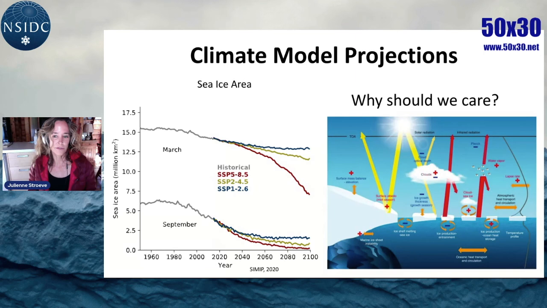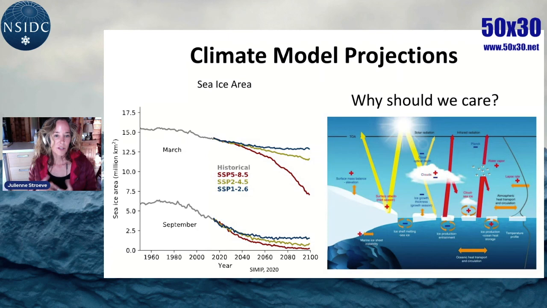But it's not just that these changes are going to impact the Arctic region. Warming the Arctic faster than the rest of the planet also impacts our weather systems at lower latitudes and global ocean circulation patterns. So what happens in the Arctic doesn't stay in the Arctic. Everything is connected, and thus these changes that are happening within the Arctic Ocean right now are something that we should all be worried about as we go forward.